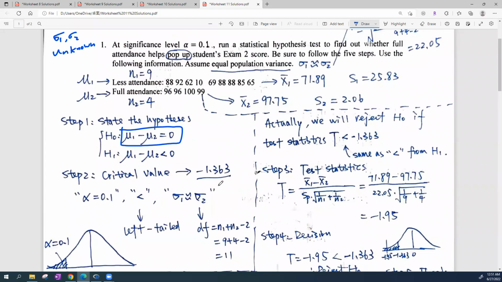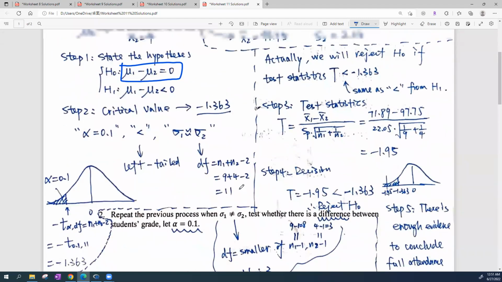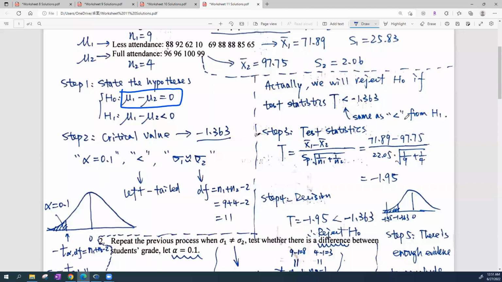So if we want to write the rejection region, we're going to say we reject the null if the test statistic is less than negative 1.363. So the smaller than is also from here.